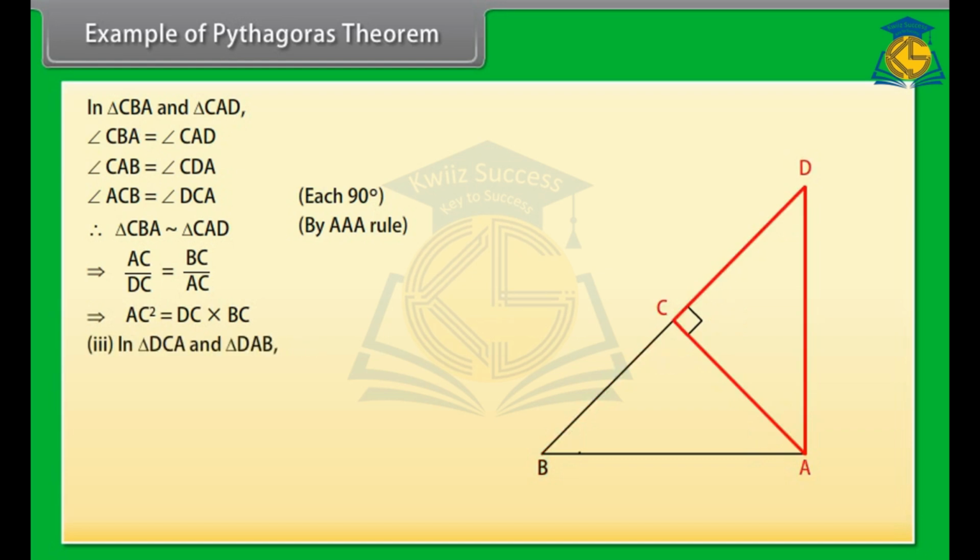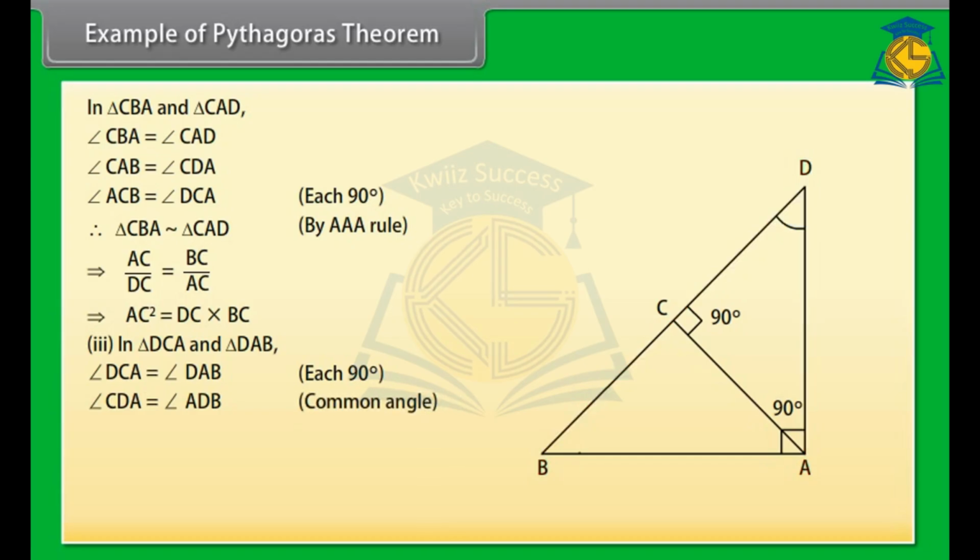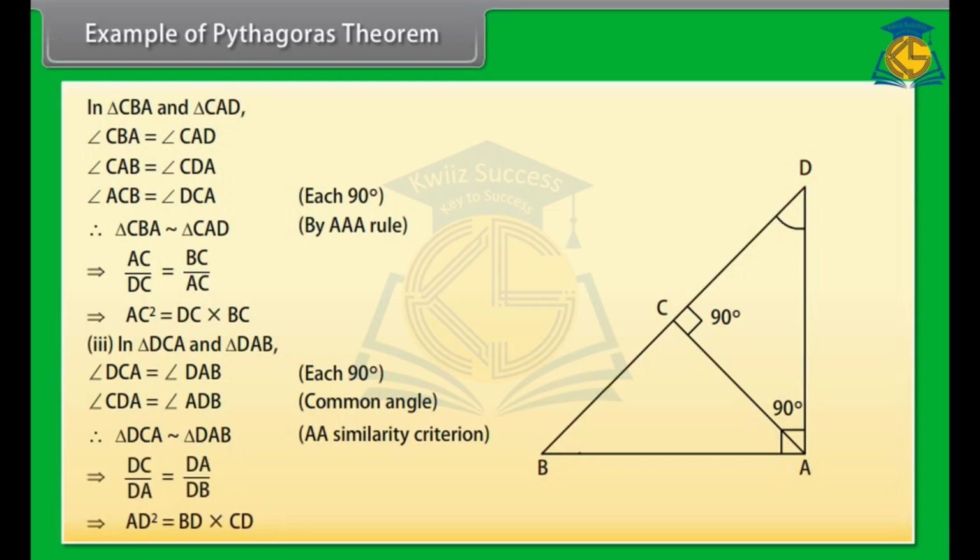In triangle DCA and triangle DAB, angle DCA equals angle DAB, each 90 degrees. Angle CDA equals angle ADB, common angle. Therefore, triangle DCA is similar to triangle DAB by AA similarity criterion. DC upon DA equals DA upon DB, which implies AD square equals BD into CD.